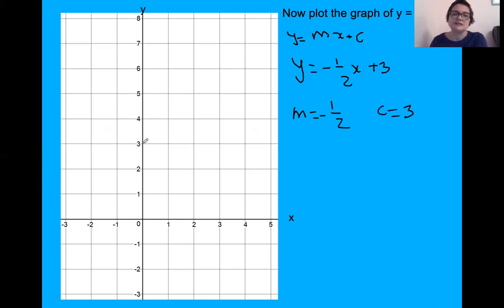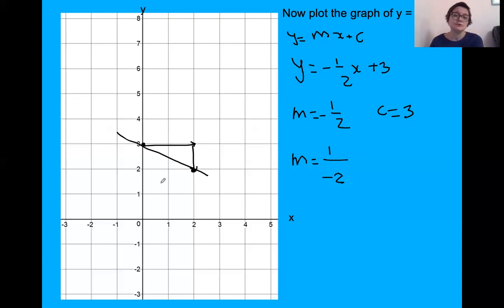And I begin with the c. c equals 3, plot the c. Minus 1 over 2: so run is going to be positive, so I go to the right, and the rise is -1, so I go 1 down, just like that, and plot the point here, and then join both points with a straight line. Now I took m so that run is positive and rise is negative. I could do it the other way, so positive rise and negative run.